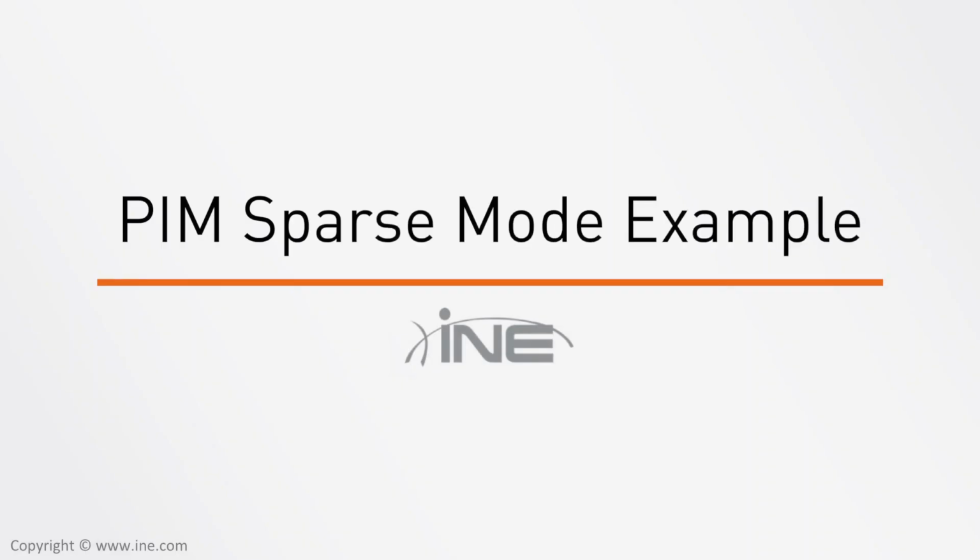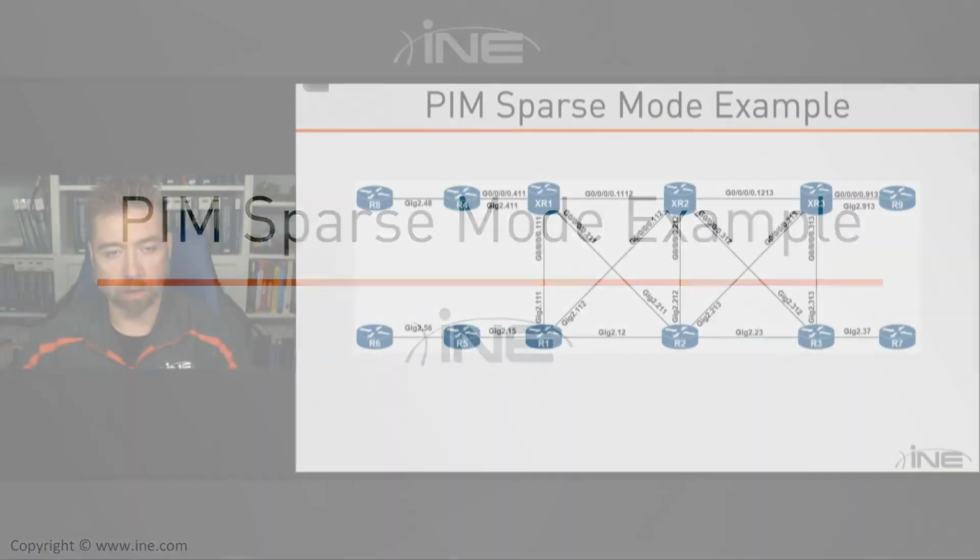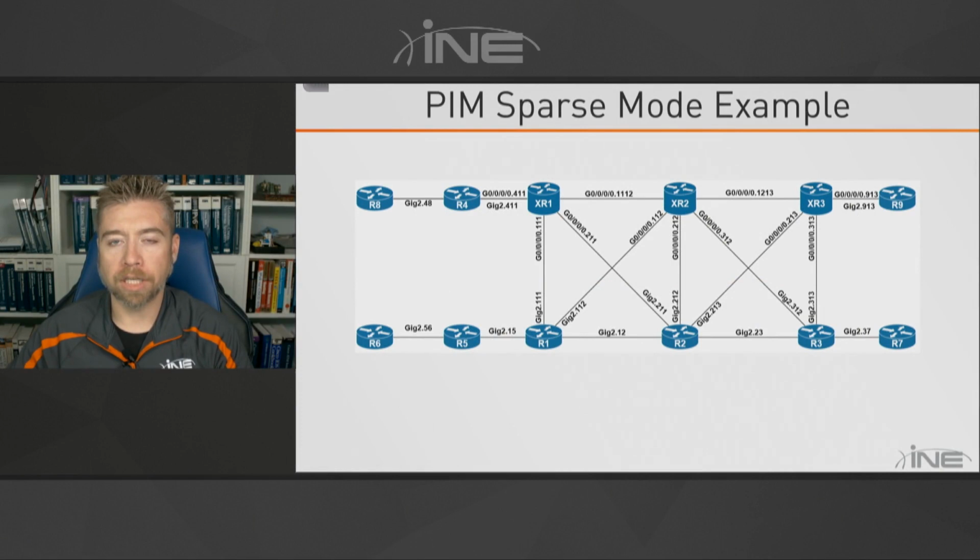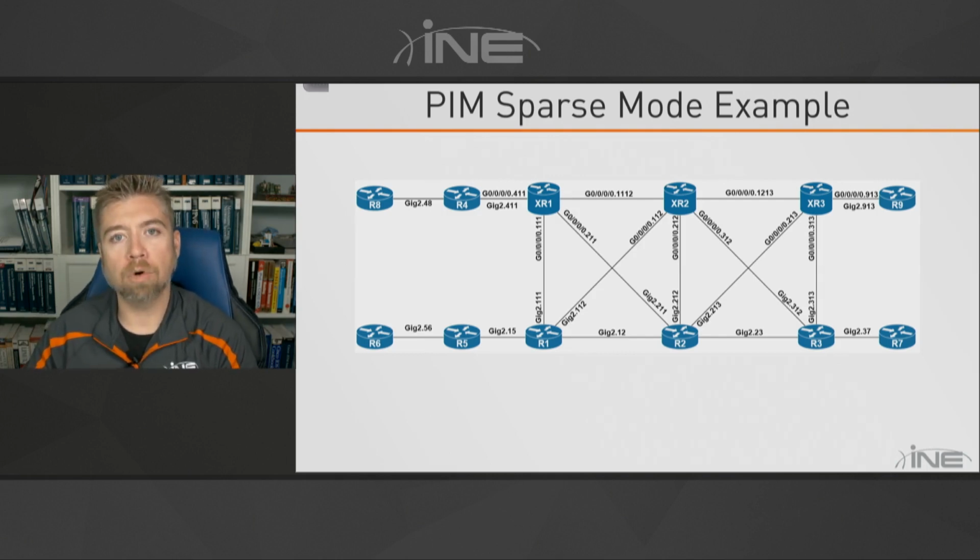So next we're going to take a look at an example on the command line of just regular PIM in sparse mode. Essentially, we have our MPLS layer 3 VPN network in the middle, which is routers 1, 2, 3 on the bottom and XR 1, 2, 3 at the top. I do already have them configured for profile 0 for the multicast VPNs.